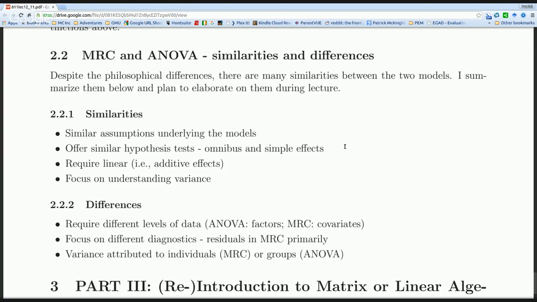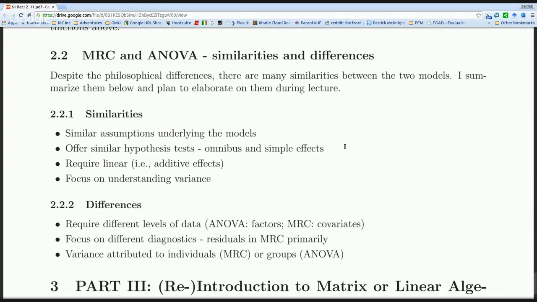Next, because both of these are part of the general linear model, they require linear effects, and that is additive. Remember plus signs. And then finally, everything that we do in statistics is about understanding variance. So it doesn't matter whether variance is in the name of analysis of variance or hidden, not in the name, of multiple regression. Both of them focus on explaining variability. That's the similarity, and that's where they all fit underneath the general linear model.